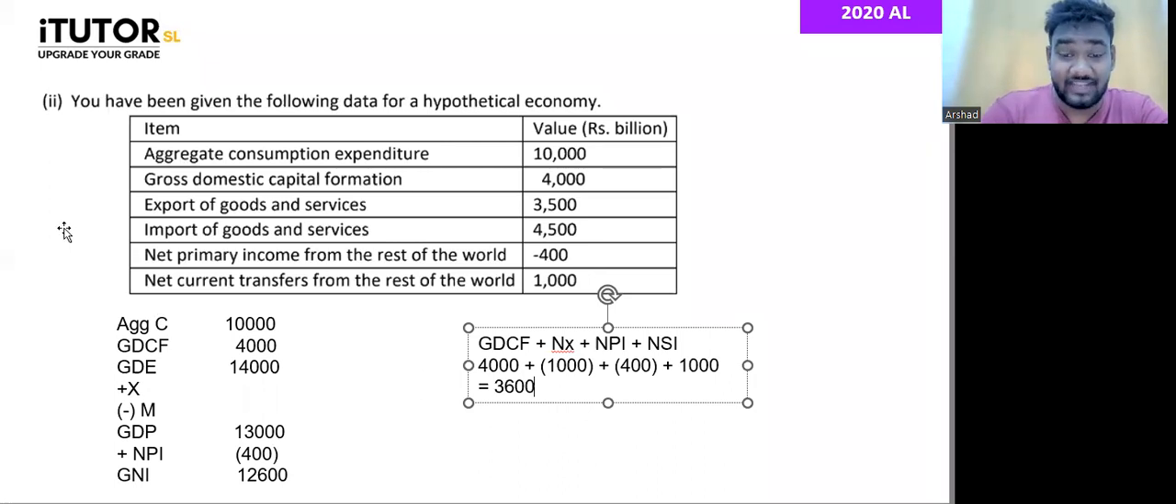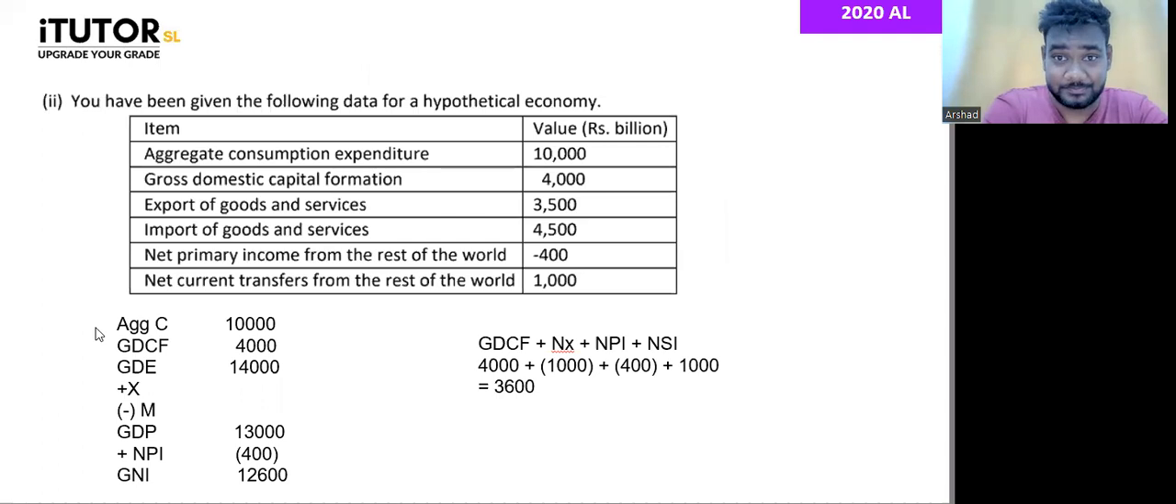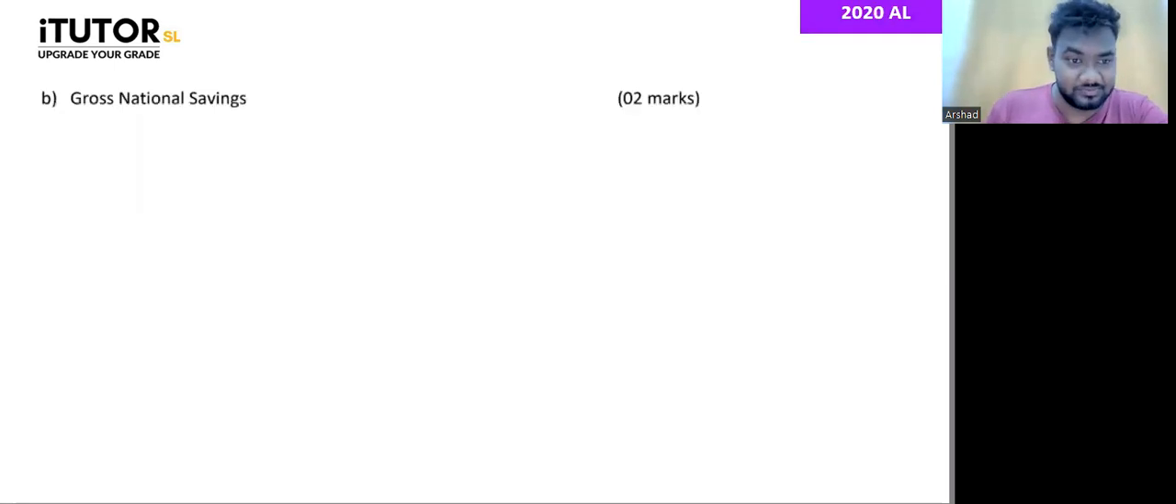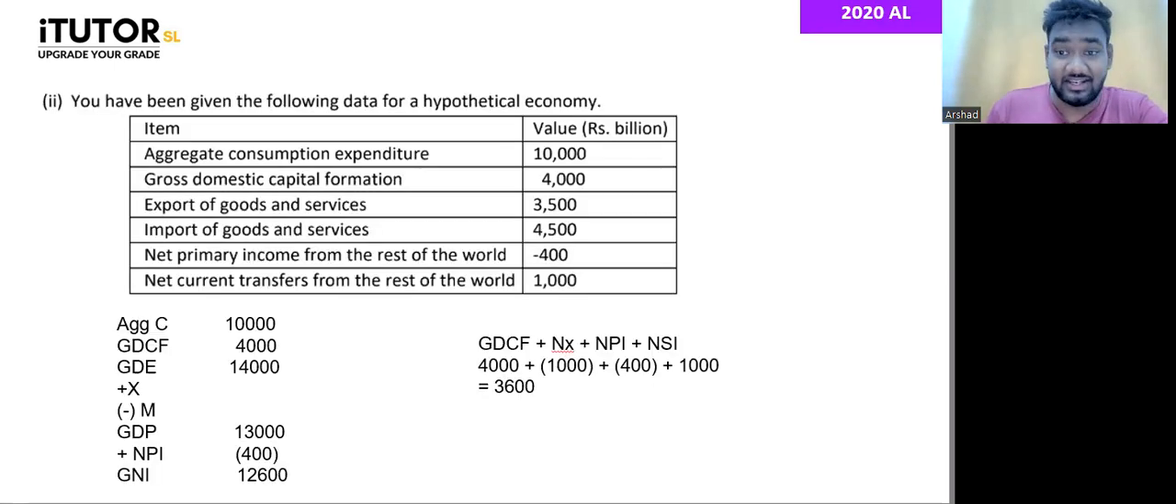Okay, how many of you got both of that correct? That's the expenditure approach. You can get both of it correct. There are more parts though. You should be okay. Then that's it with the 2020 paper.